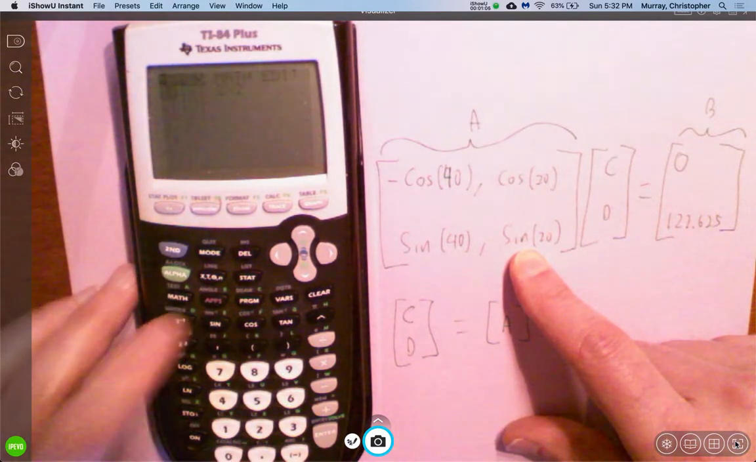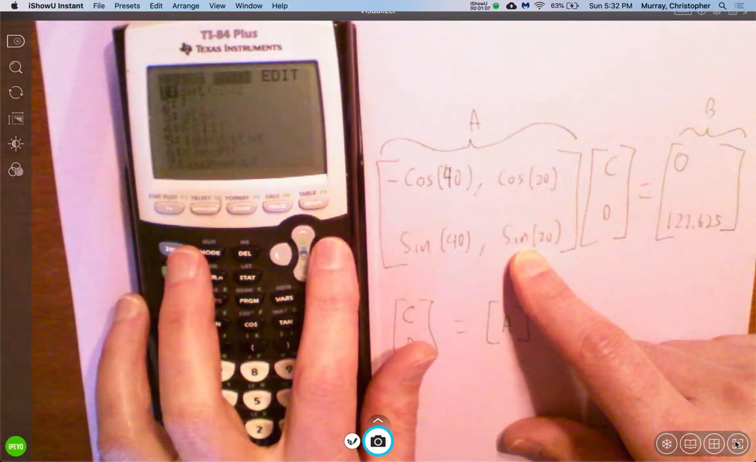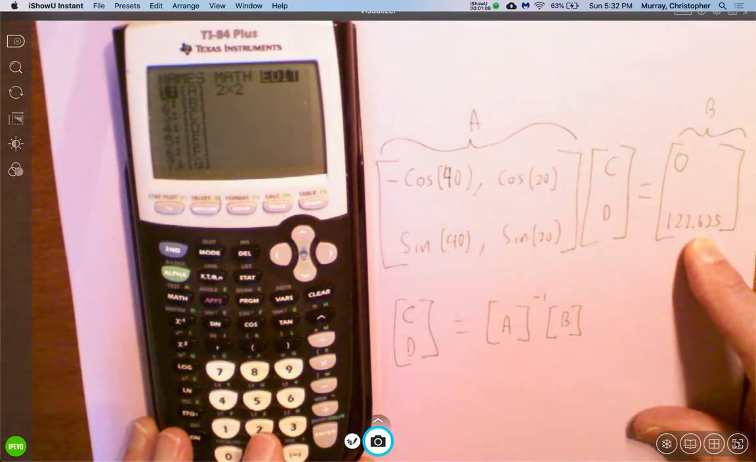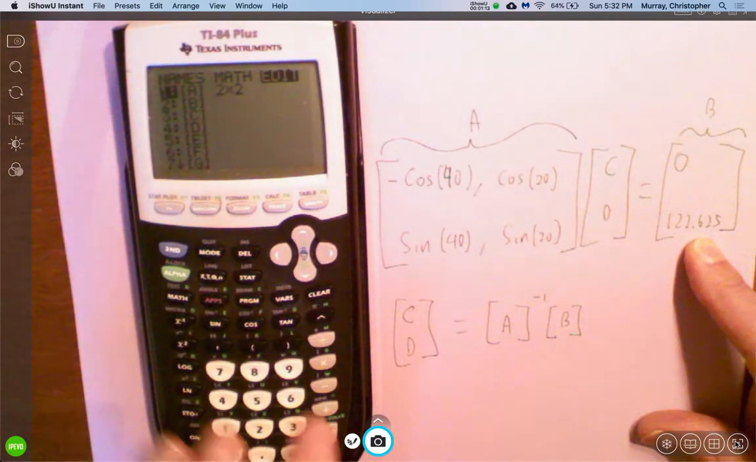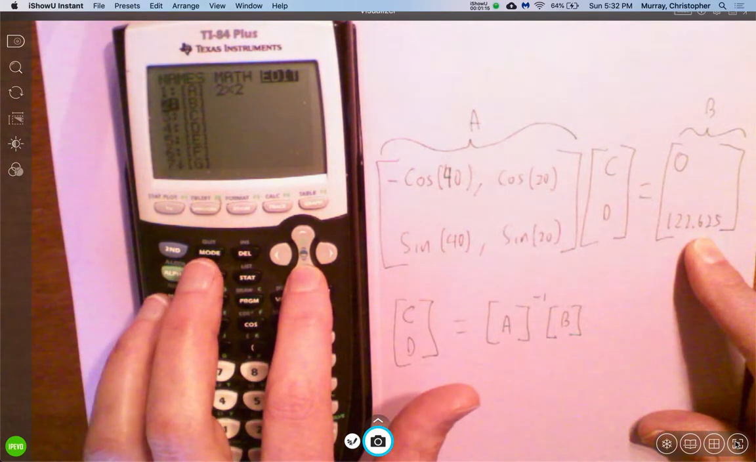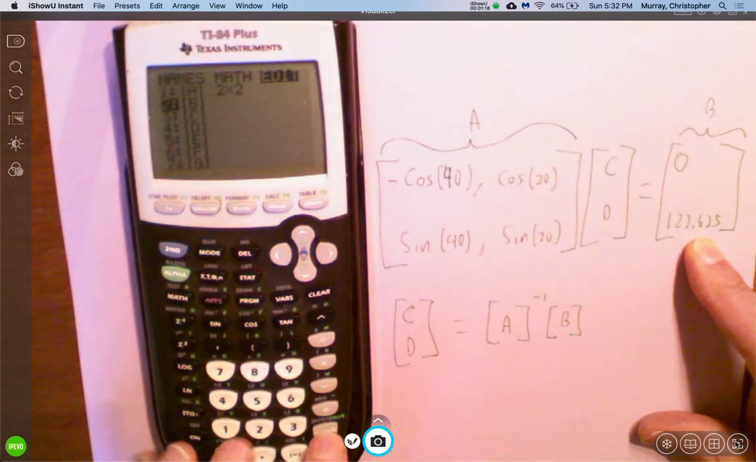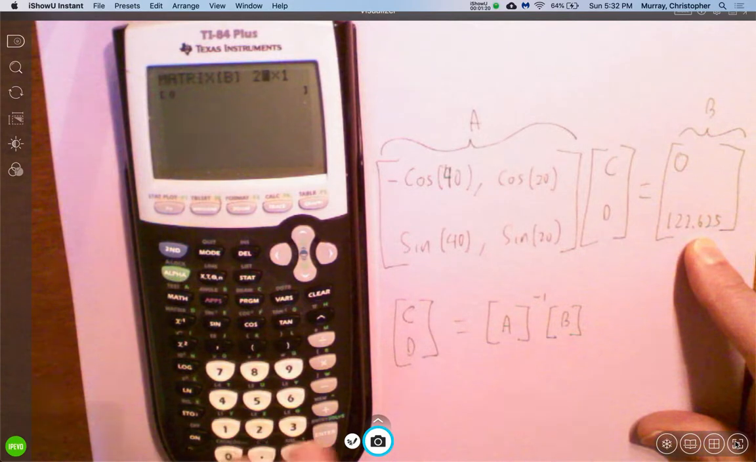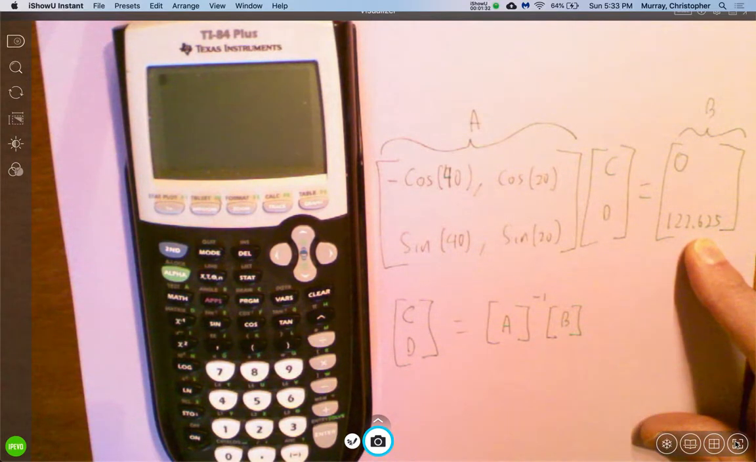And then second matrix, and let's edit B. So we're going to type in B here, right? So go over to edit, then go down to B, hit enter. And B needs to be a 2 by 1. 2 rows, 1 column, right? 0 is the first element, 122.625 is the second element. And then I like to quit. So second quit is what I just did there.